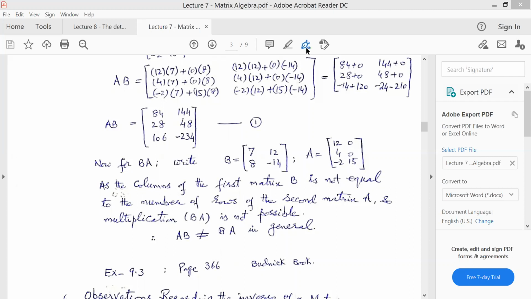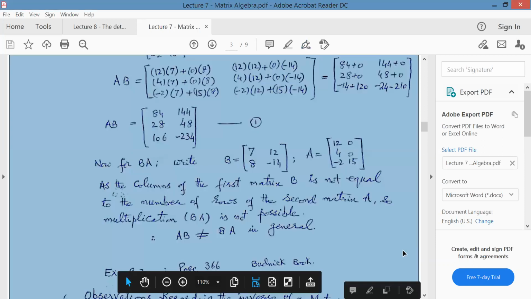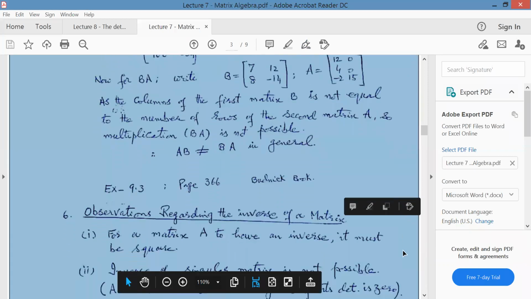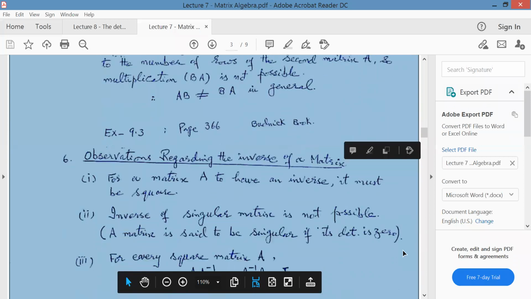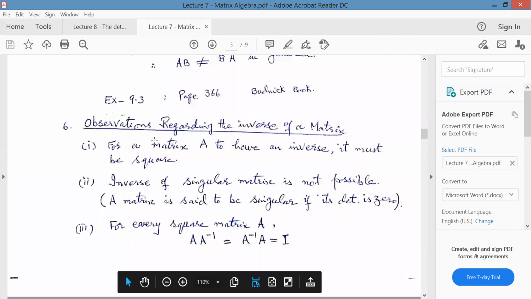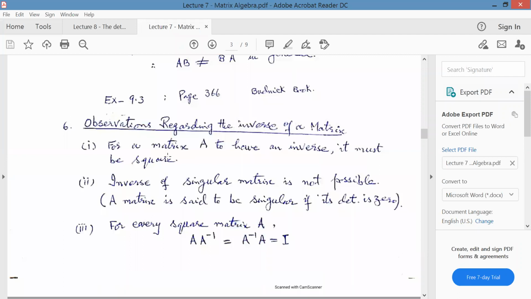I have given some questions for you to do as practice. Now, some steps I have written here. Observation regarding the inverse of the matrix.